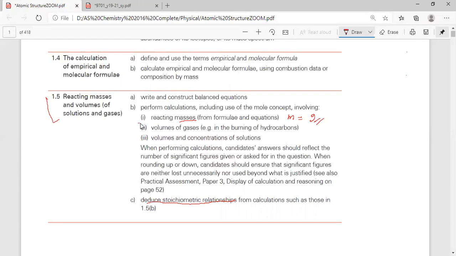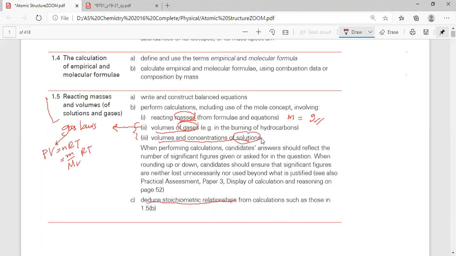Today we're going to cover calculations dealing with volumes of gases, which will involve gas laws. You will do gas laws again later. We will be using Gay-Lussac's law and also PV equals nRT, or equals mass over MR times RT. This is the gas law. Second one, of course, is volumes and concentration of solutions. So here's masses, here's gas, and here's solutions.